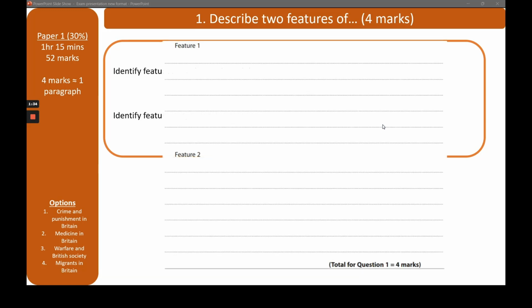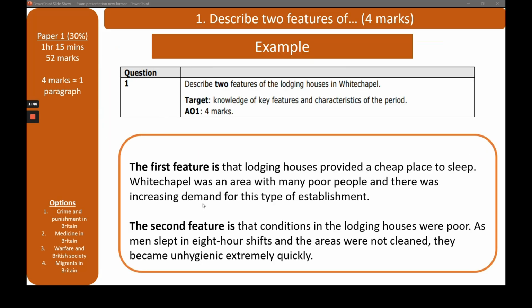So the exam paper looks like this, and just be really clear to write your first feature here and your second feature here. Don't start writing a bit of your second feature here and go in here. Just be really clear, make it easier for your examiner. So again, the example I'm using is from November 2021, and on that occasion the question was describe 2 features of lodging houses in Whitechapel, and here's my answer.